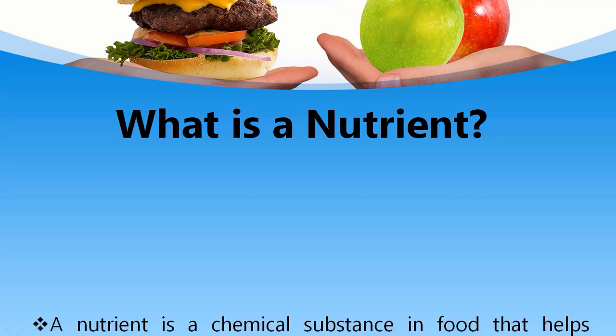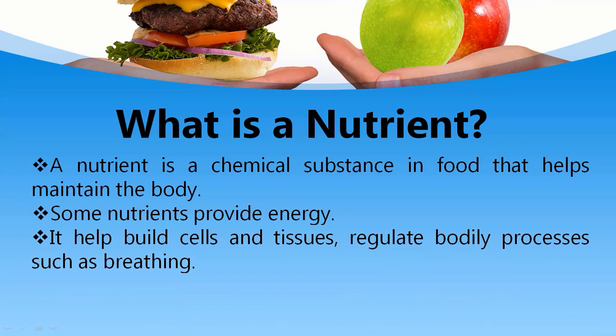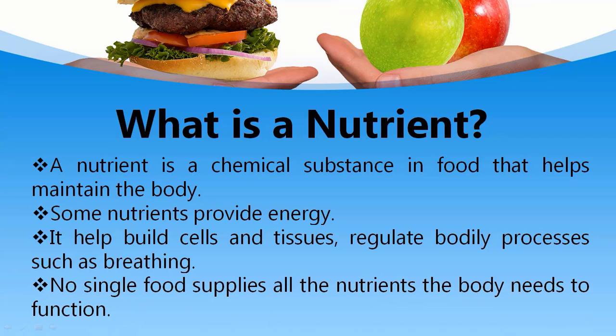So, what is a nutrient? A nutrient is a chemical substance in food that helps maintain the body. As I told you earlier, there are different problems that affect our body if we take an improper diet or improper intake of nutrients. Some nutrients provide energy, some help in building cells and tissues and regulate bodily processes such as breathing, and no single food supplies all the nutrients the body needs to function.